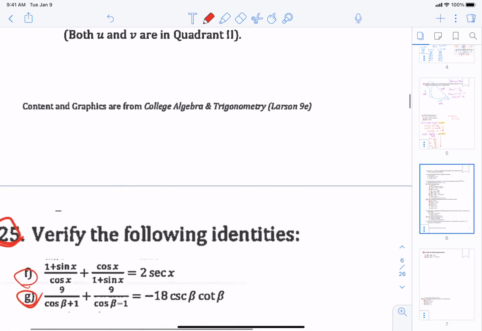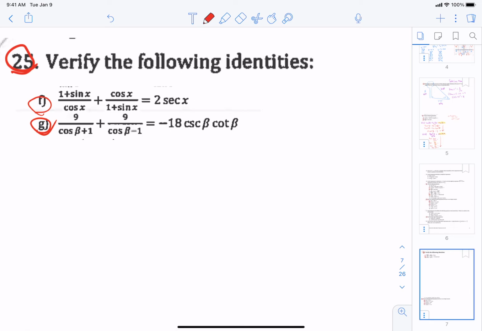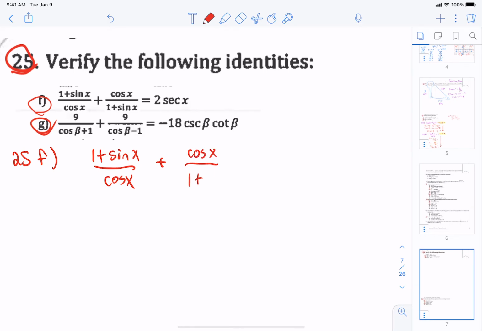The next one we're going to do is 25 F and G. So let's start with 25F. It is really pretty obvious in this one that the fractions have a lot more stuff there than 2 secant. Now remember, 2 secant is the same as 2 over the cosine. That's probably what's going to appear as our last step. Okay? So let's hold this one. That's going to be considered our answer that we need to get the others to match.